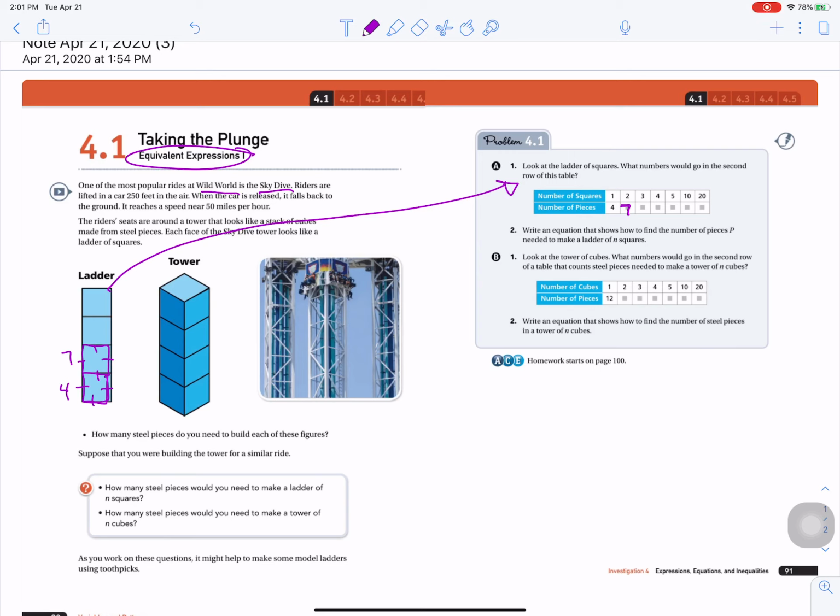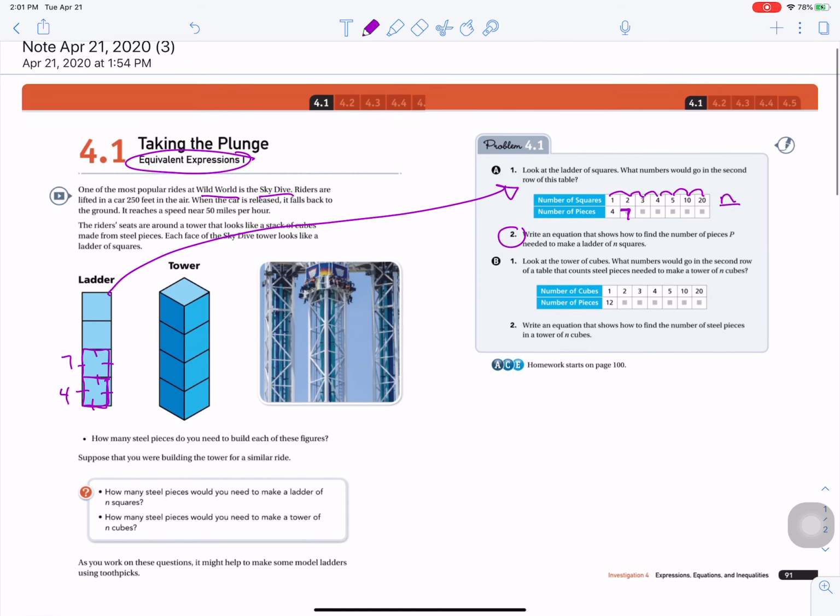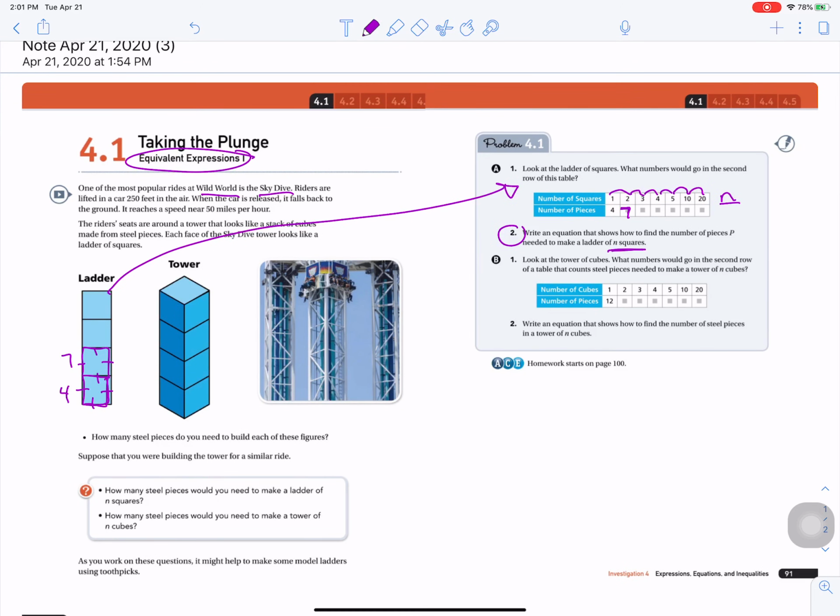Now, notice this goes up 1 to 2, 2 to 3, 3 to 4, then 4 to 5, and then it skips 5, and it skips 10. And then you're asked for part 2, what would it be if you wanted to have n squares on your ladder? So what would an equation be to make that happen?